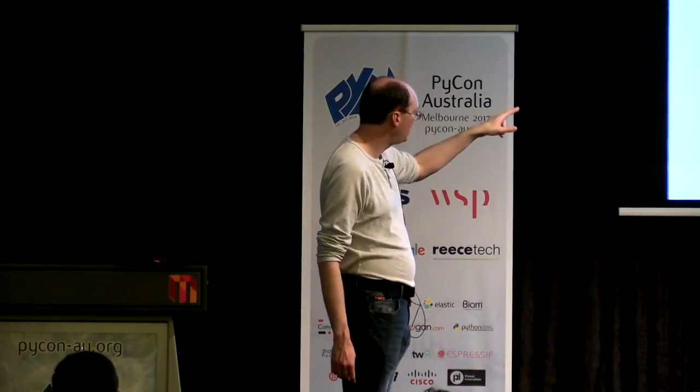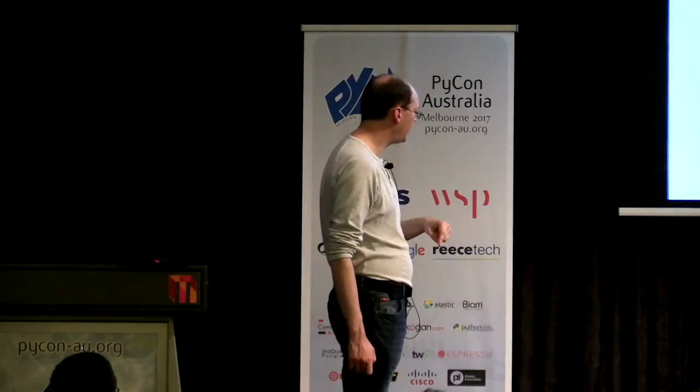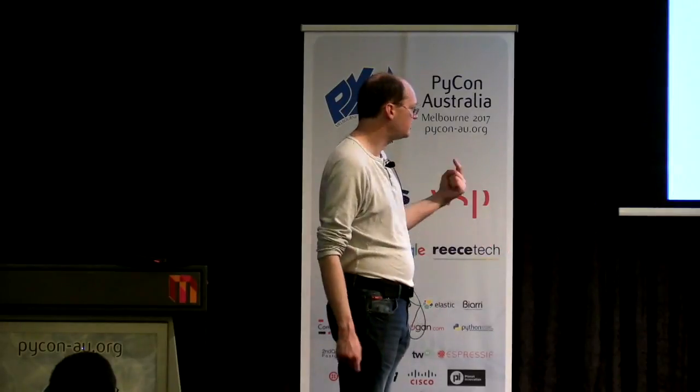Sorry, random thing. Don't use a fancy object database for relational work. The reason I mainly say that is that a lot of the tools are going to be expecting just row by row data. So if you do this, you're going to end up turning it back into a more simple structure a lot of the time anyway. And once it's in SQLite or whatever database you've chosen, you stick indexes in, because you will probably find a lot of the work will be feature engineering. Oh, I want to know more about this. I've figured out something that my model can't see or that I need to add to the data. So you'll go back a lot of the time, and the indexes will make a big difference to being able to go back efficiently.